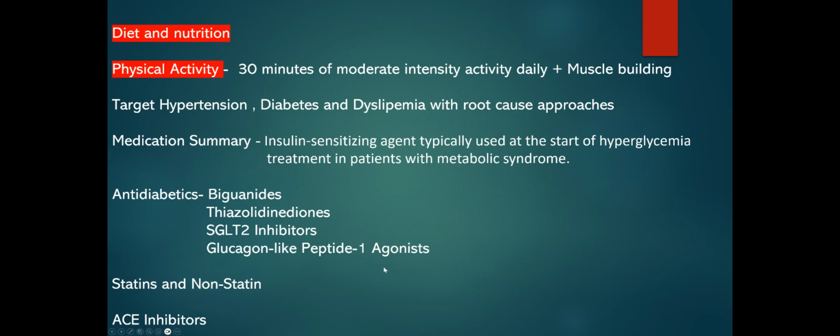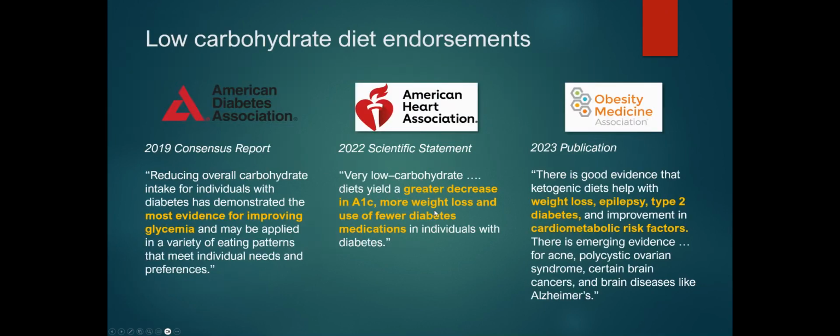Now, the main approach to nutrition that I promote for my patients is a low carb dietary environment and lifestyle, which is now endorsed by major organizations in the country, including the American Diabetes Association, which finally is on board with its consensus report in 2019, stating that this low carb approach has demonstrated the most evidence for improving glycemia when compared to a variety of eating patterns.